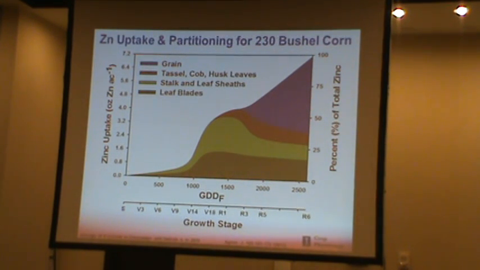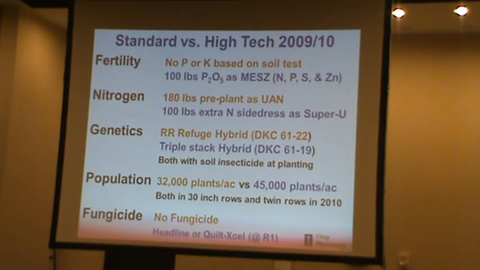And then knowing that, and something about the 7 wonders, we came up with a high-tech package, a 5-factor high-tech package that we compared to a grower standard package. And the grower standard here is in orange, high-tech's in blue. So I don't know what your grower standard is, but I hope this is close.